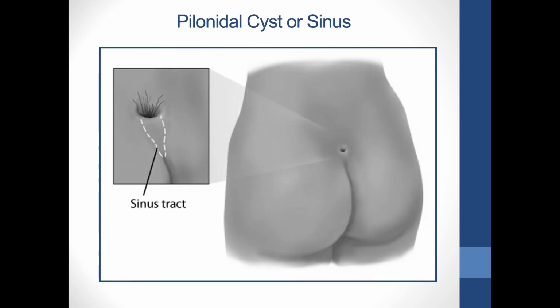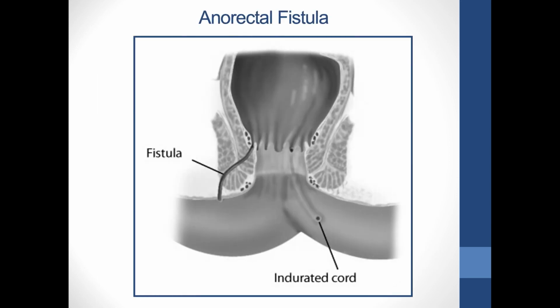We may come across a pilonidal cyst or sinus. This is just a little indentation, a little pathway that goes to nowhere. And there may be some hair sticking out of it like it shows in that zoomed in picture. We may come across a fistula, which is an abnormal opening from the internal to the external. You can see there the indurated cord, and you can see the other fistula there on the left.